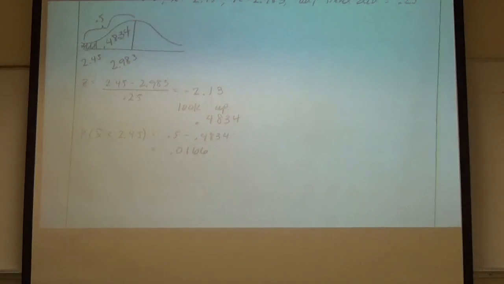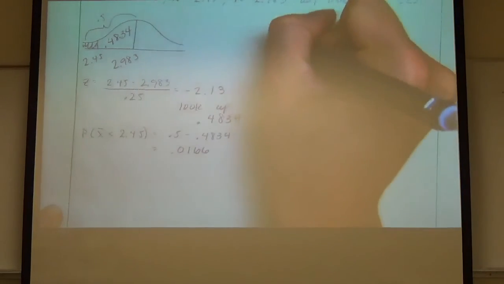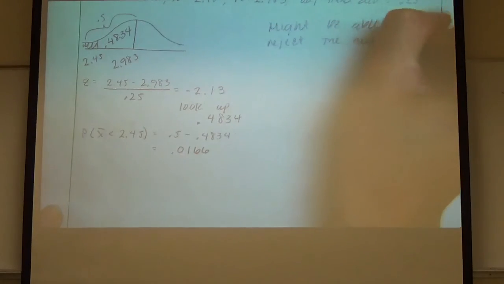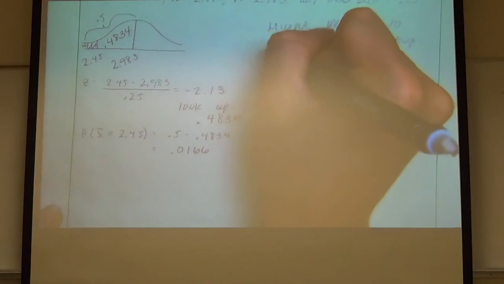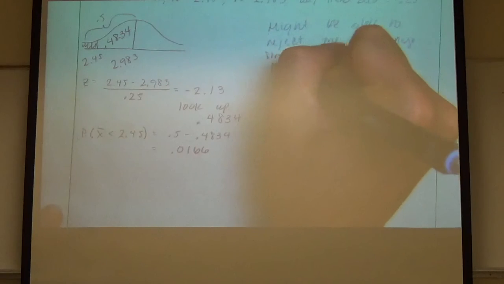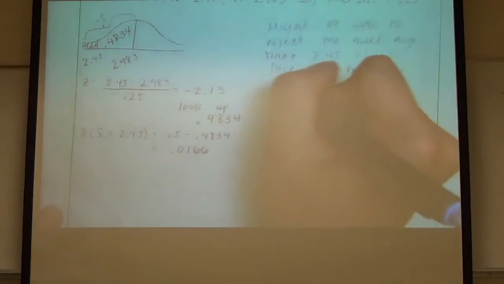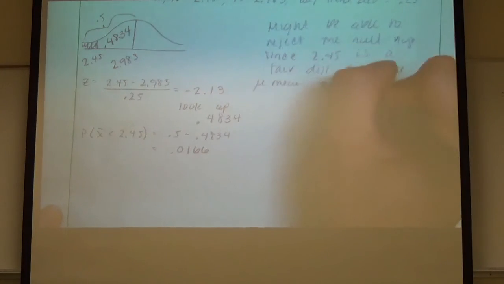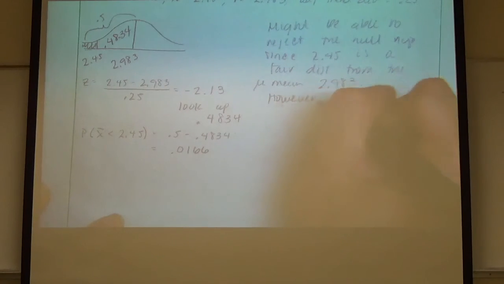Okay, so what this means is we might be able to reject the null hypothesis since 2.45 is a fair distance from the population mean of 2.983. Okay, however, this wouldn't be as statistically strong as part A. So however, not as strong as part A.